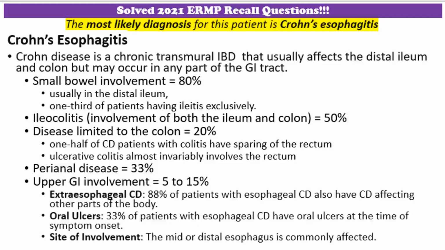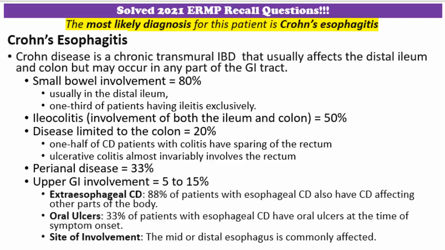Crohn disease is a chronic transmural inflammatory bowel disease that usually affects the distal ileum and colon, but may occur in any part of the gastrointestinal tract. Approximately 80% of patients have small bowel involvement, usually in the distal ileum, with 1/3 of patients having ileitis exclusively.